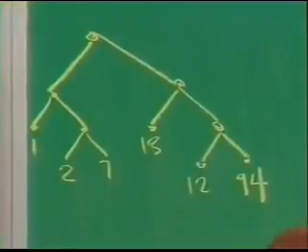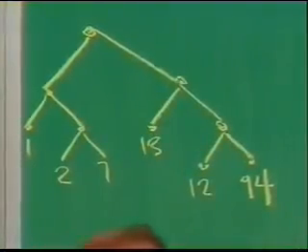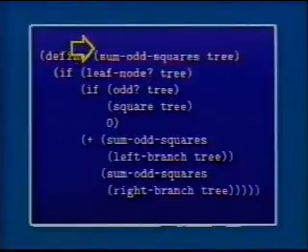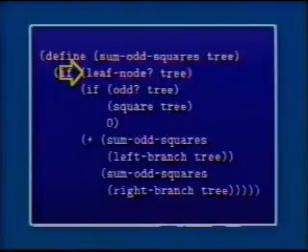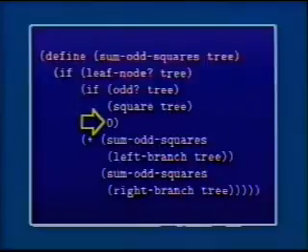Let's actually look at that on the slide. Right, we say to sum the odd squares in a tree, well, there's a test. Either it's a leaf node, we're going to check to see if it's an integer, and then either it's odd, in which case we take the square, or else it's 0, and then the sum of the whole thing is the sum coming from the left branch and the right branch.